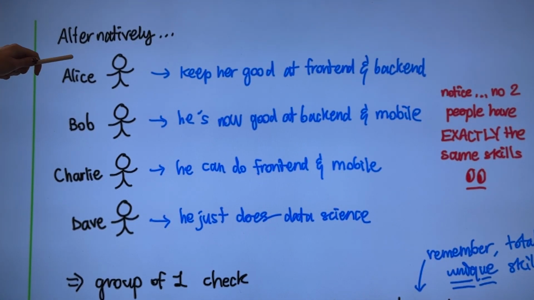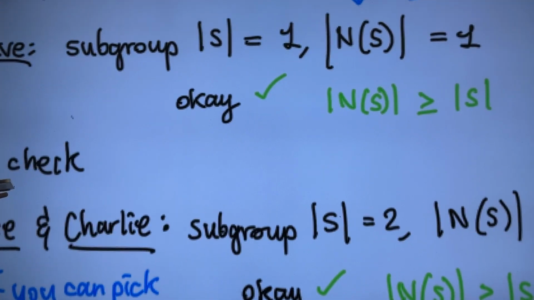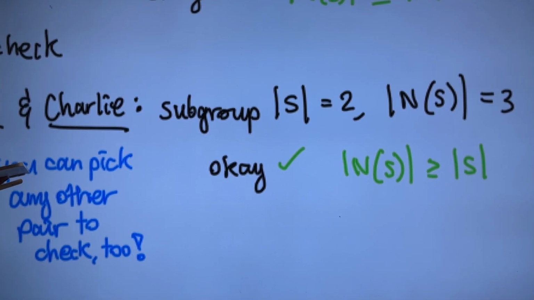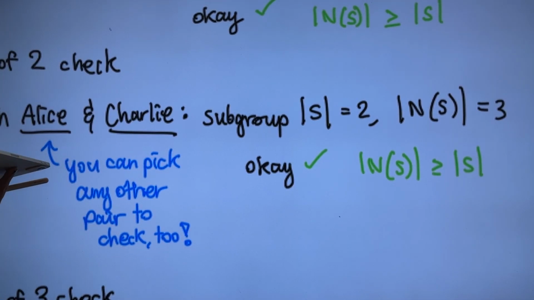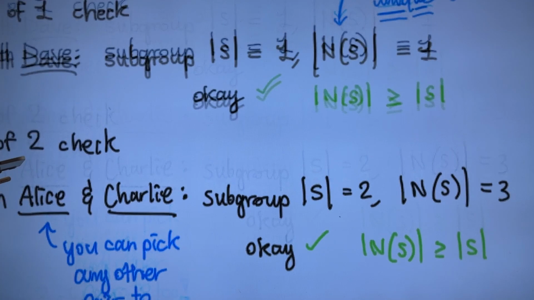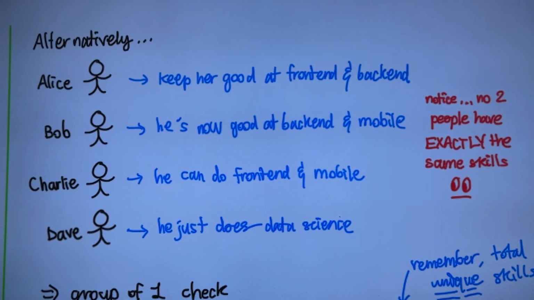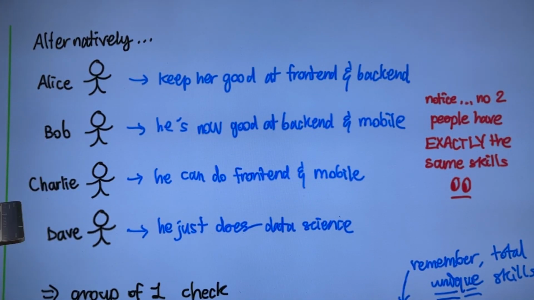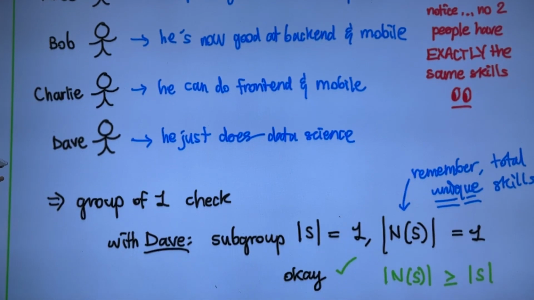Okay, so the front end and back end, the front end and mobile, okay? So our subgroup, absolute value of S, is 2, because we are looking at 2 people. And what is the absolute value of their neighborhood? The size of their total skills offered? It's 3, because we have front end, back end. Charlie also does front end, so we do not double count that, and mobile. That's 3 unique skills, front end, back end, mobile, and we're only looking at 2 people. So the skills they offer is greater than the size of their group, okay?